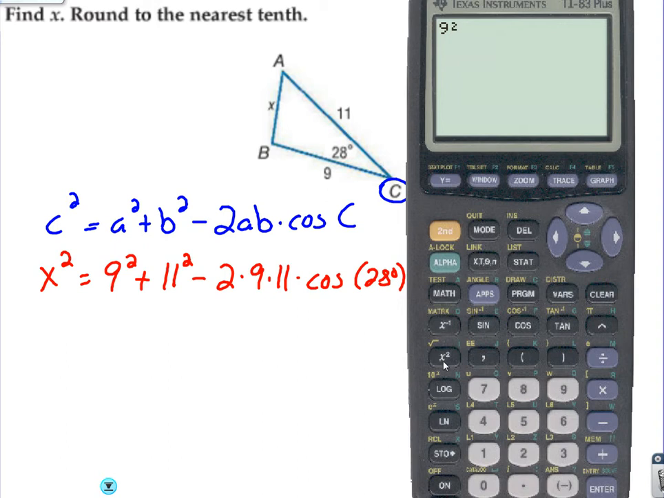9 squared plus 11 squared minus 2 times 9 times 11 times the cosine of 28. Enter. Oop, got messed up. Cosine of 28. Enter. 27.17.